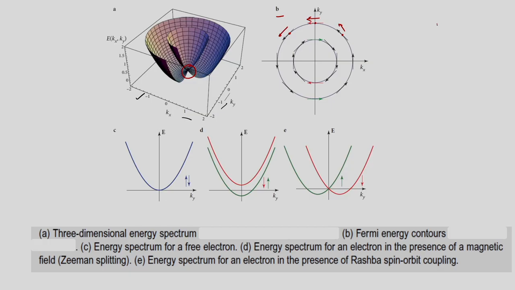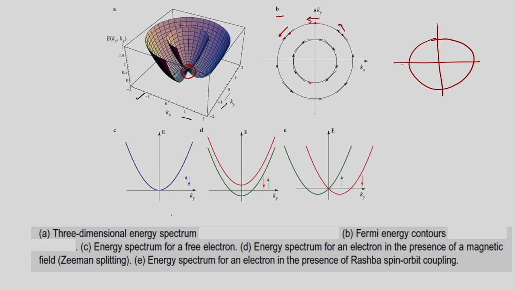Without this spin orbit coupling, it doesn't matter, everywhere the spin will be pointing either up or down or in a particular direction. But here that does not happen because of the presence of spin orbit coupling. The spin and the orbit are coupled. Orbit means the angular momentum, or the linear momentum in this particular case. Okay, so this is the 2D plot.